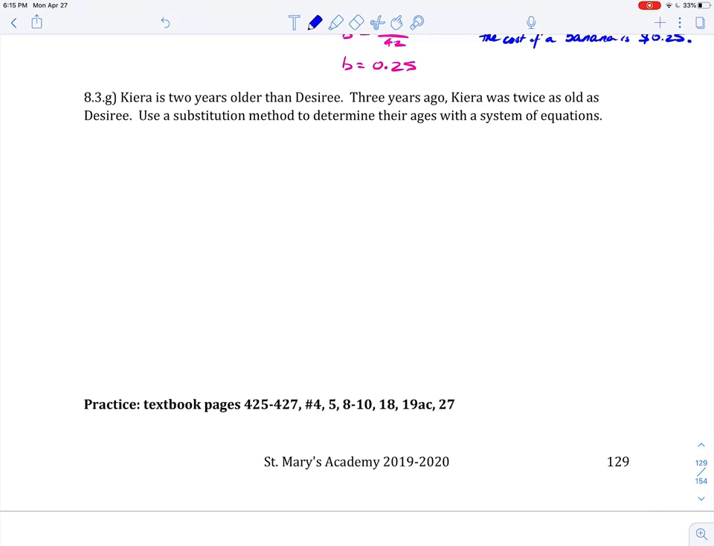Alrighty, last example. Kira's 2 years older than Desiree. 3 years ago, Kira was twice as old as... Hold up. We've seen this before. So we can go ahead and, again, define our variables, which should be similar to what we defined them to be in 8.1. And I believe back then we let K represent Kira's age. And we let D represent Desiree's age.